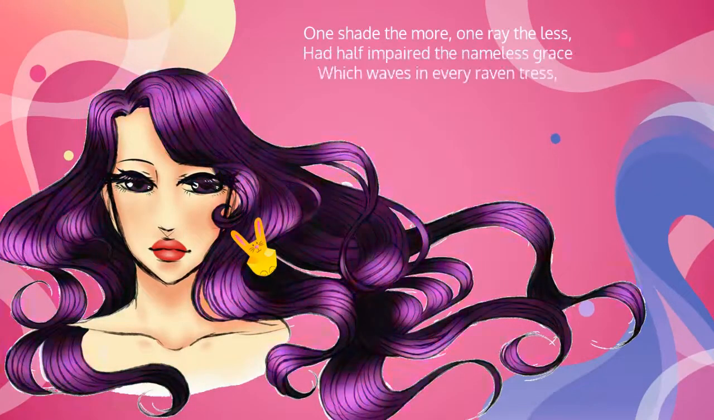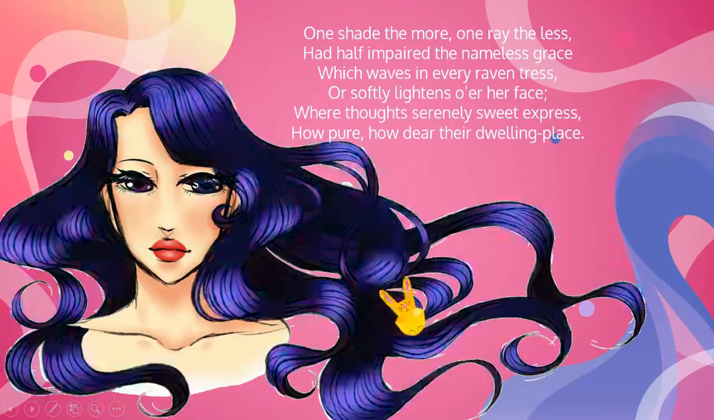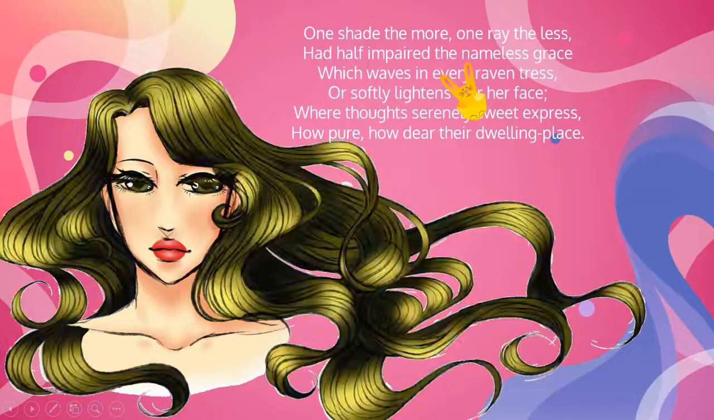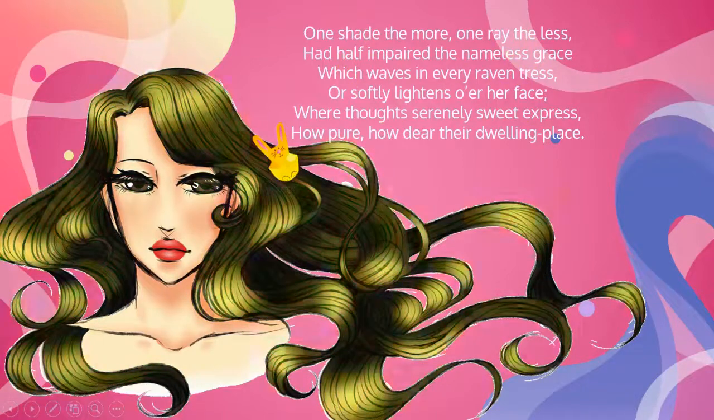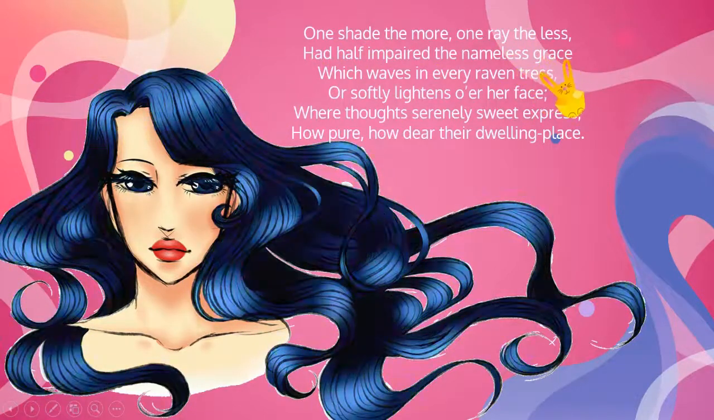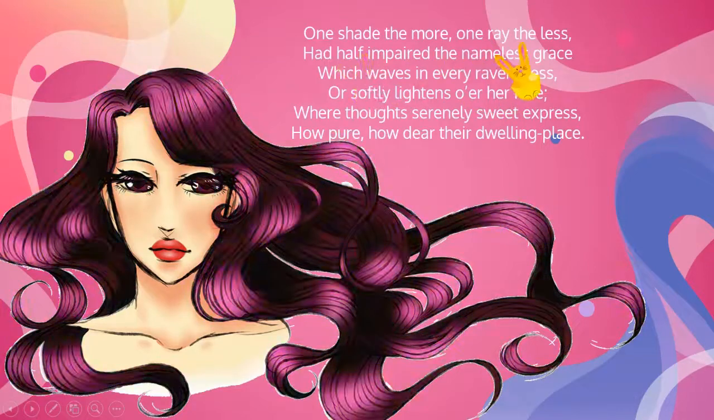And then he goes to the beauty of the combination of her face and her hair. One shade the more, one ray the less, a little bit darker, a little bit brighter, had half impaired the nameless grace. Here, nameless is used in a positive way. It means that there is no word to explain this beauty, which waves in. And where is the grace?